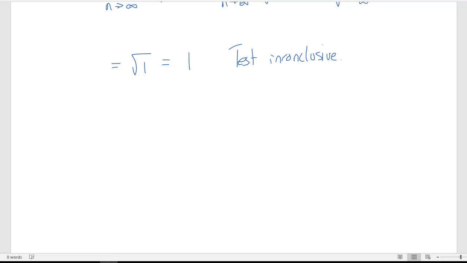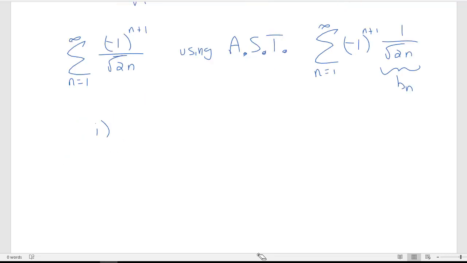So coming back to the original series, what do we have? (-1)^(n+1) over the square root of 2n. So this is an alternating series. I have to use the alternating series test. For the alternating series test, there are two conditions that we have to look at. The first one being, do the terms decrease? So is a sub n plus 1 less than or equal to a sub n?